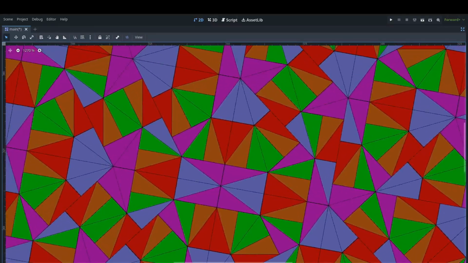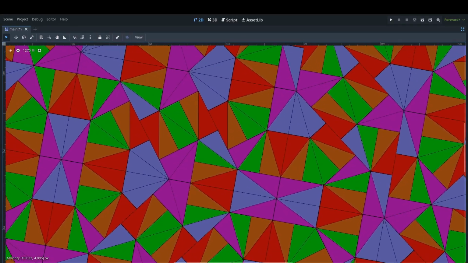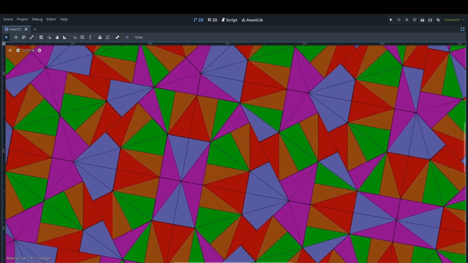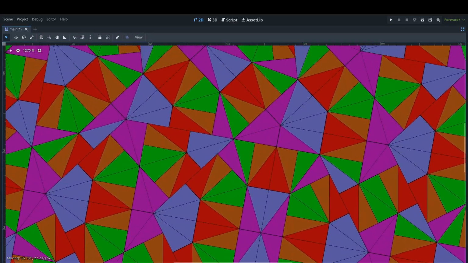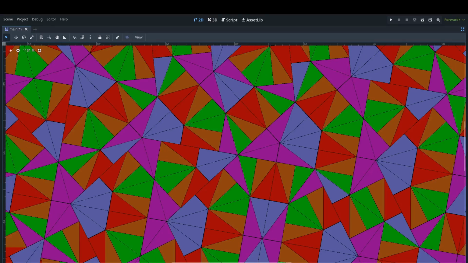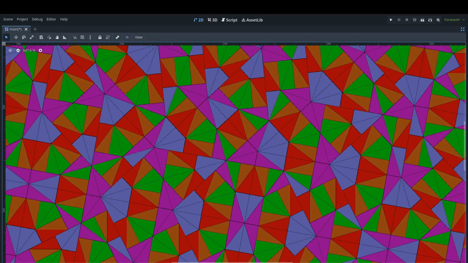This is the pinwheel tiling. It's aperiodic, meaning it's a non-repeating pattern. This is why I wrote a shader that displays its infinity. And I'll show you how I made this.